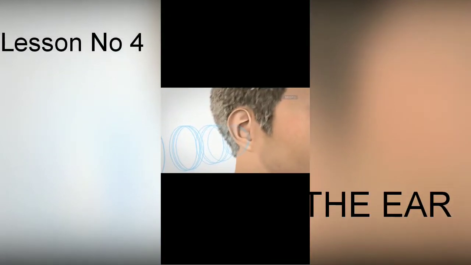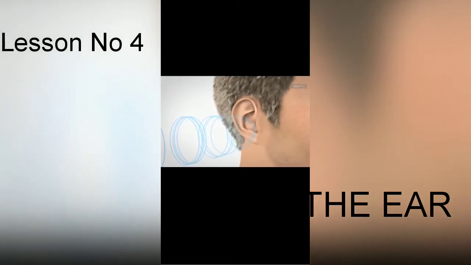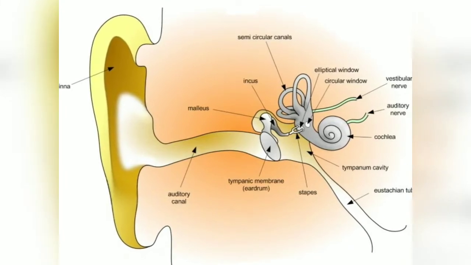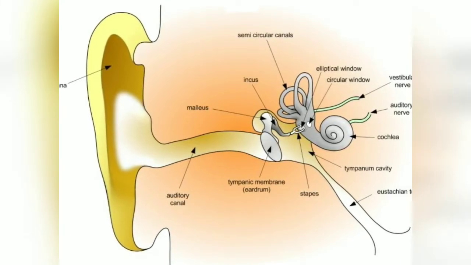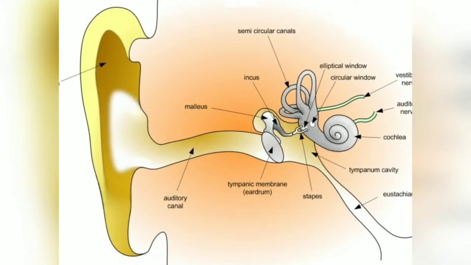Good morning, children. In this class, we will study the function of the ear, that is, hearing as well as equilibrium. In the latter part of this lesson, we will observe the mechanism of hearing, how sound travels from the outer, middle, and inner ear to the brain.